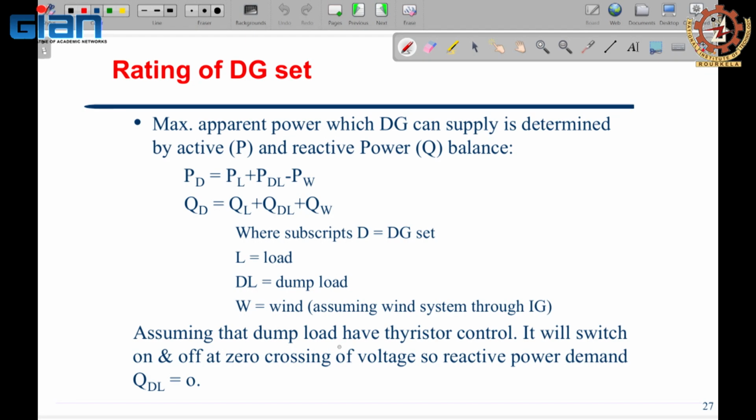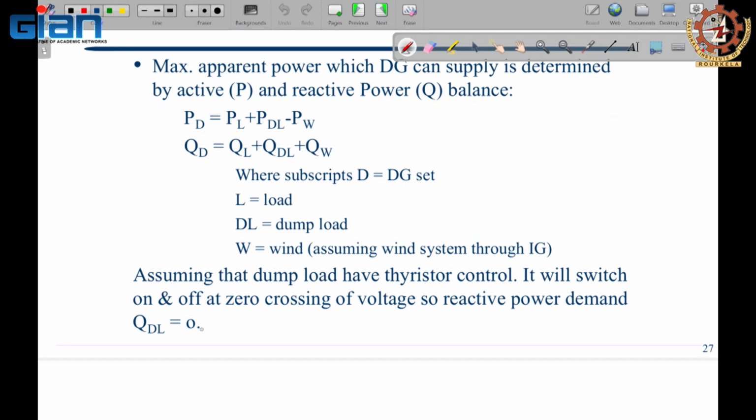Assuming that the dump load has thyristor control, it will switch on and off at the zero crossing of the voltage. So the reactive power demand for the dump load will be 0. What sort of system you are designing, you decide.